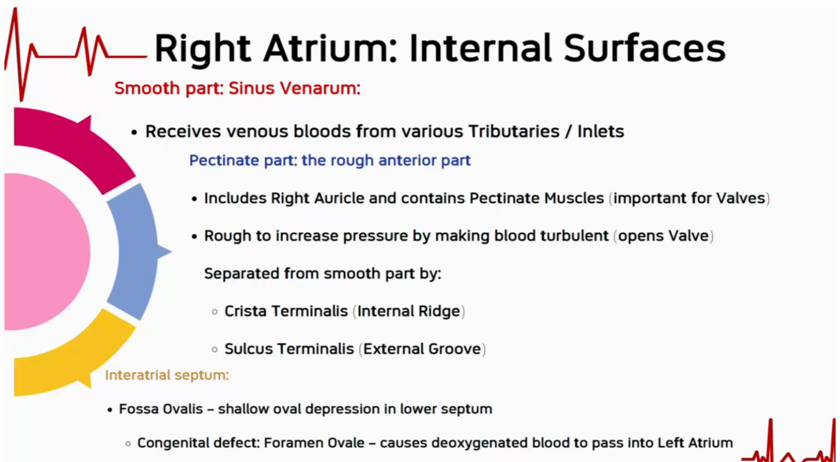So the maternal blood is oxygenated already. This comes to the right atrium and then passes through into the left side through the foramen ovale. Ignore the comment that is made over there that causes deoxygenated blood to pass into the left atrium. That's not true.